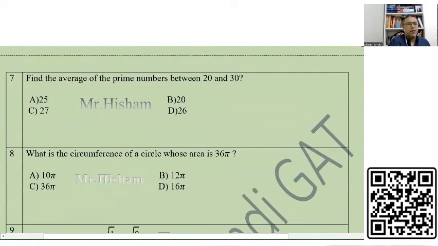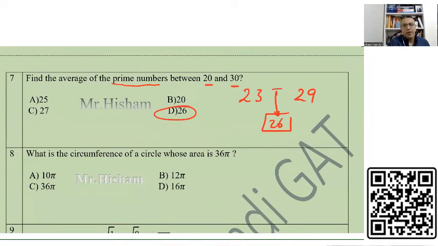Question number 7. Find the average of the prime numbers between 20 and 30. We all know that I have 2 prime numbers between 20 and 30, which are 23 and 29. A prime number is a number that is not divisible by anything except itself and 1. It has no factors except itself and 1. So the average of 23 and 29 is 26. You can add them up and divide by 2. You can find the number in the middle, whatever method you want to use.